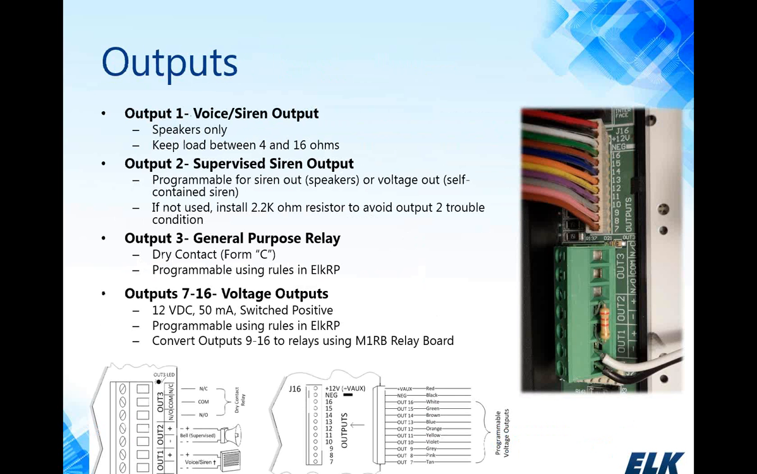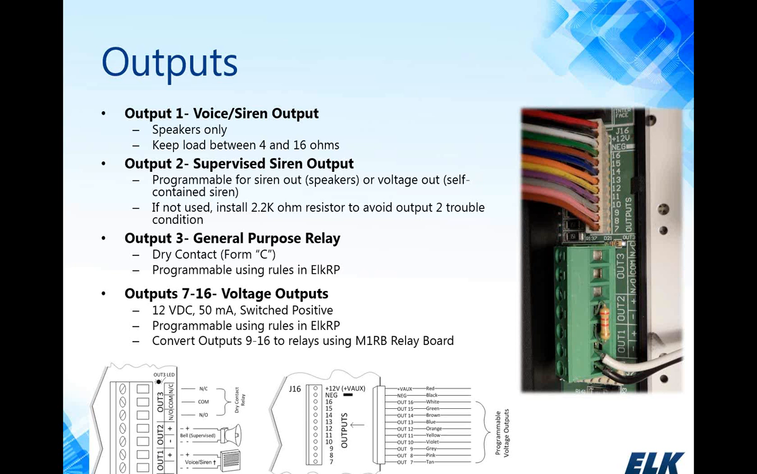Now, the outputs on the board, we have output 1. Typically, this is for your voice and siren output, which is normally used with interior speakers, speakers only, and make sure that you keep the overall speaker load between 4 and 16 ohms. You can do this by using a series parallel combination of speakers, just making sure you keep the overall load above 4.